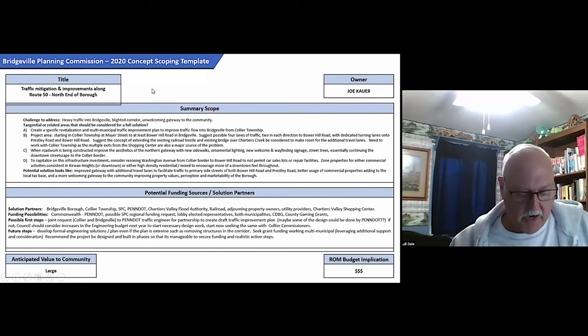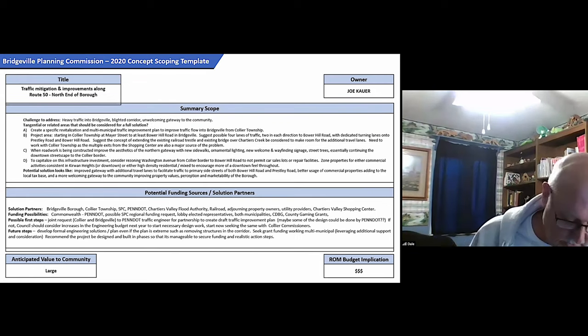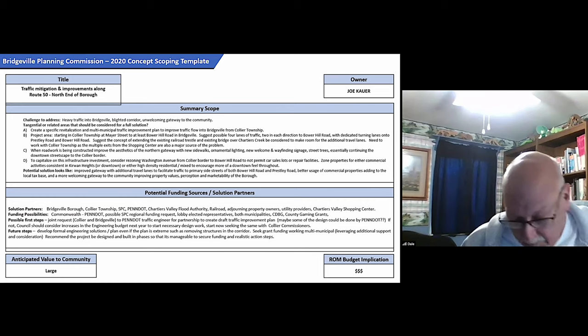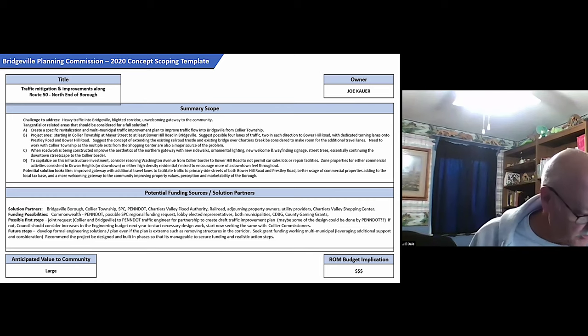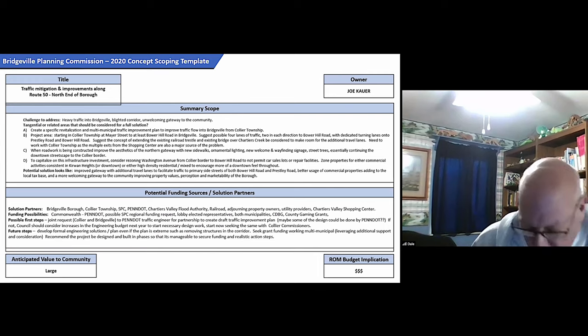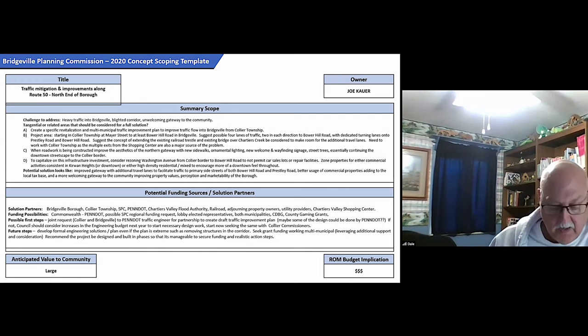Joe Cower put together the traffic mitigation and improvements along Route 50, the north end. We talked about this earlier, I think in a February meeting. The challenge is heavy traffic coming into Bridgeville, a blighted corridor, an unwelcoming gateway to the community, with tangential or related areas that should be considered for a full solution.